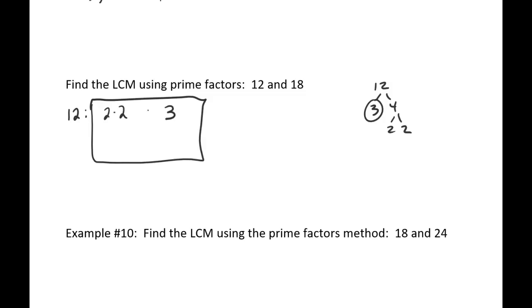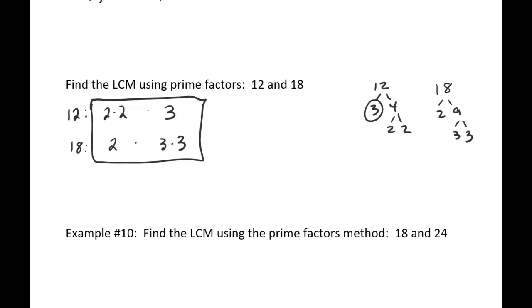Now we do the same thing for 18. So 18 is 2 times 9, and 9 is 3 times 3. So for 18, I have 1 factor of 2 and 2 factors of 3. And so it looks like that, the prime factorization for 18. I can put a dot in here, but the box is just a tool to work with these, to try to find the LCM.